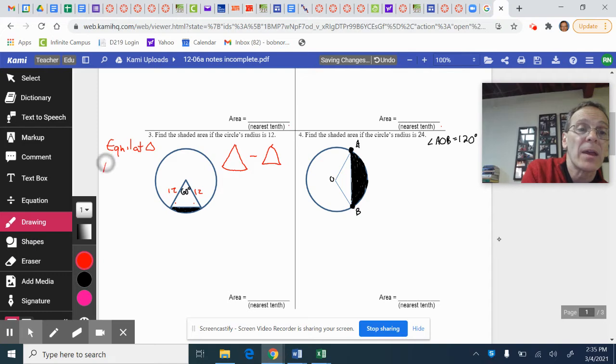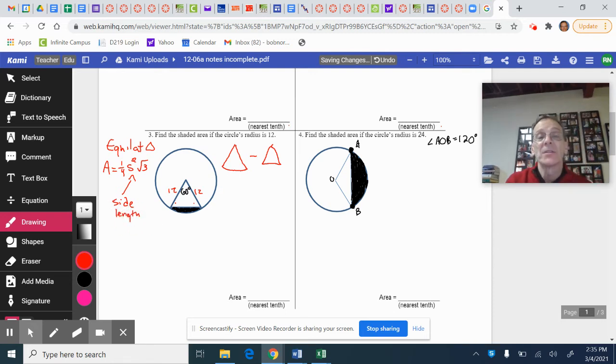Equilateral triangle area equals, here's the formula, 1/4 s squared times radical 3. That s stands for a side length of the equilateral triangle. And since we've been given that the circle's radius is 12, that 12 doubles as a side length of the equilateral triangle, right? So here's your strategy. It's a sector minus a triangle. That sector is a fraction of the circle, and that 60 degrees is your clue to the fraction, right?